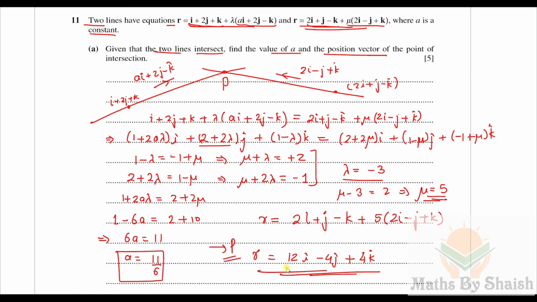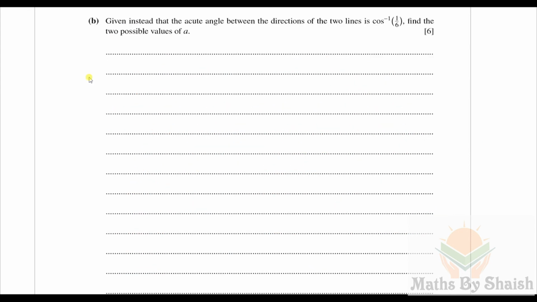So I hope it is clear. Let's do the B part. And here's the B part, that is the last question. Given instead that the acute angle between the directions of two lines is cos inverse of 1 over 6. So this time the acute angle is given. Find the two possible values of a. So let me bring the equations of lines.